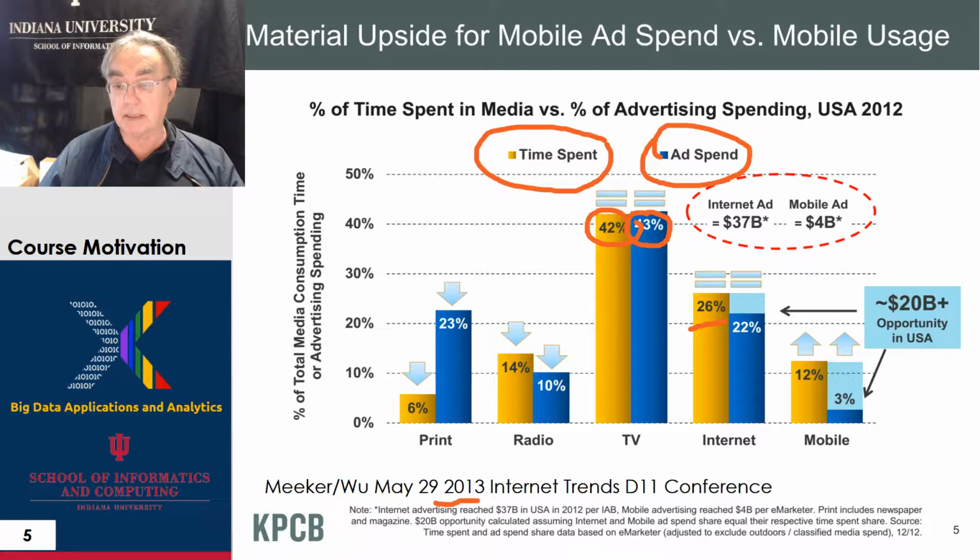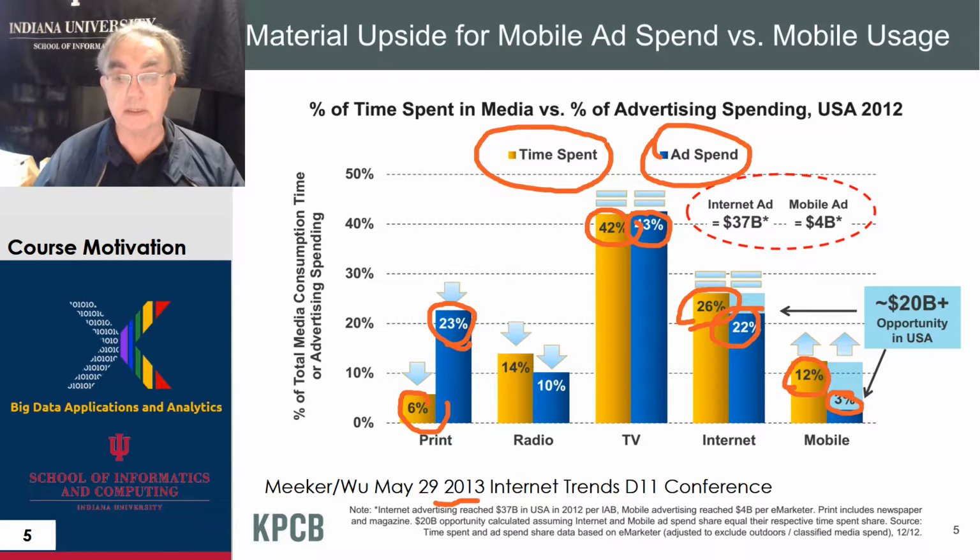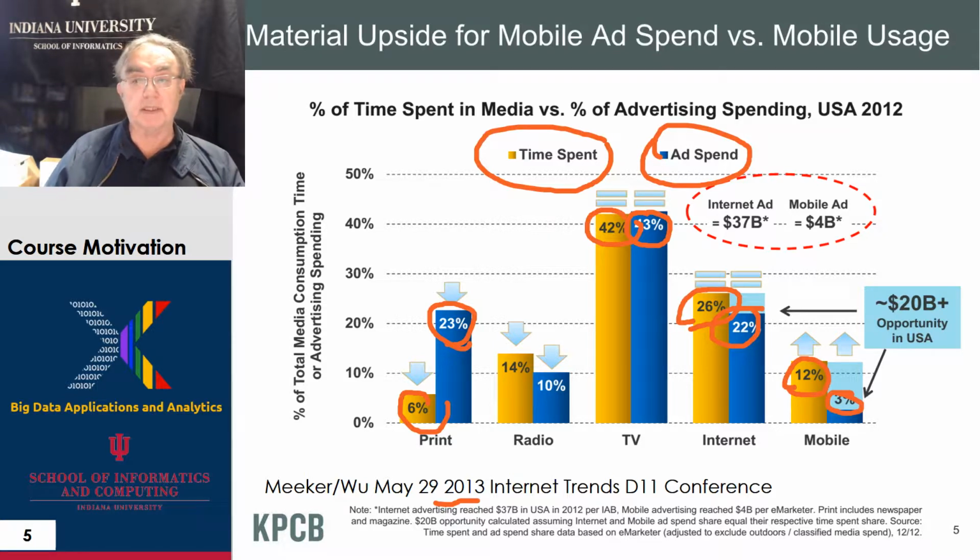Internet isn't too bad, 26% of their time, 22% advertising. And the interesting numbers are here for print. Print is 6% of time, 23% of the advertising. And the major discrepancy is mobile, 12% of time, 3% of advertising. So that's the origin of the huge emphasis on mobile advertising and the possibilities there.